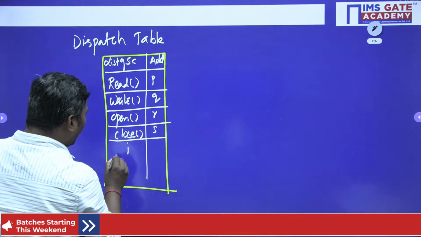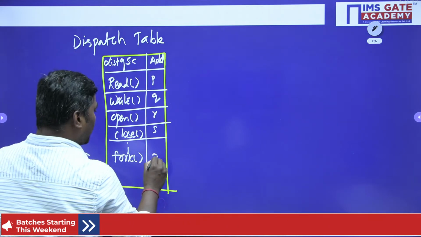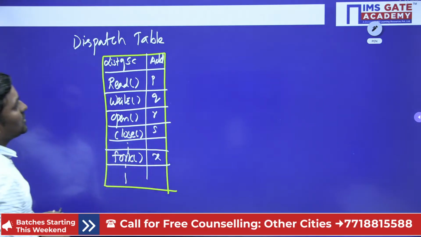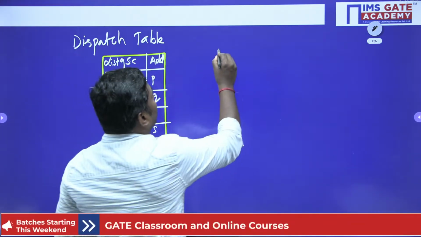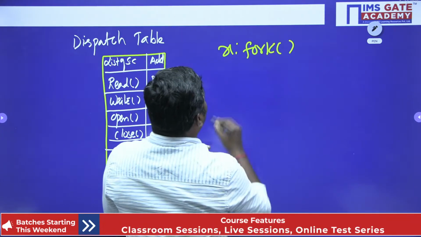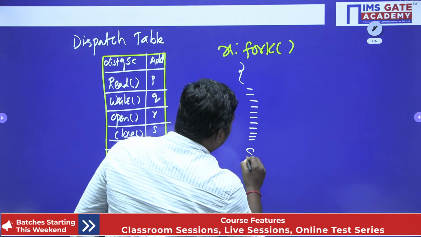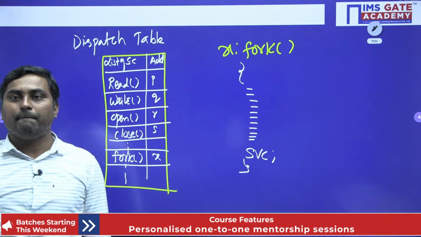Somewhere the fork system call will be there. Let's take its address as X. A list of system calls and their addresses will be there. In this address X, please understand, the fork definition is available.